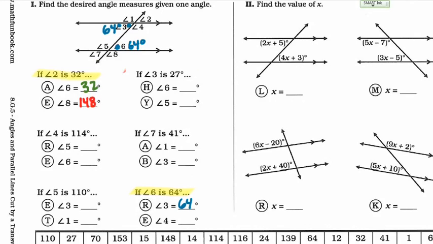Now, it asked me about angle 4. So I noticed that 3 and 4 are right next to each other on the same line. So that means they're supplementary, meaning 64 plus something equals 180. So subtract 64, and I'm going to get x equals 116, I believe. And so the measure of angle 4 is 116 degrees. Because supplementary angles, if they're right next to each other on the same line, they add together to equal 180. So 64 plus 116 does equal 180 degrees.